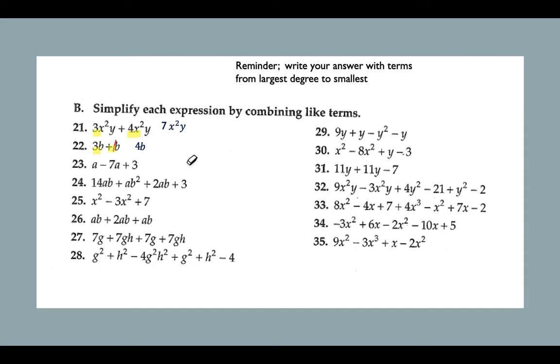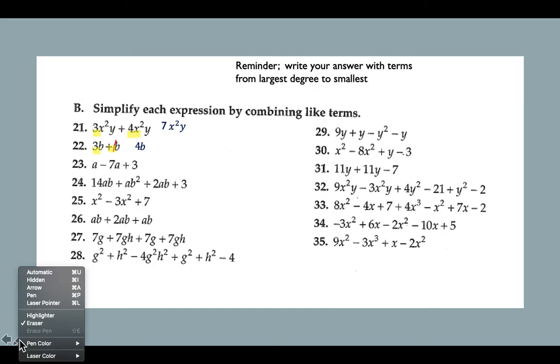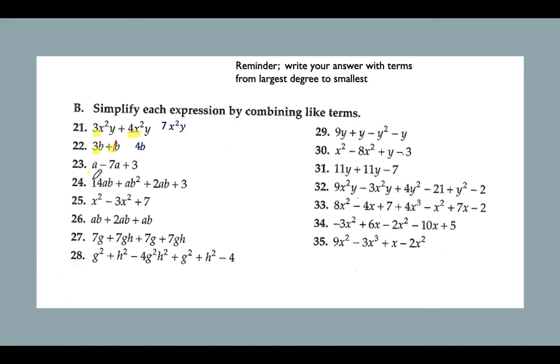Now, if you look at 23, I have a total of 3 terms. So again, I'm just revisiting some concepts with you. I have 1a as my first term, negative 7a as my second term, and a positive 3. Okay, you are combining them, so in order to combine them, they have to have the same variables to the same power. Remember that a is also known as 1a.